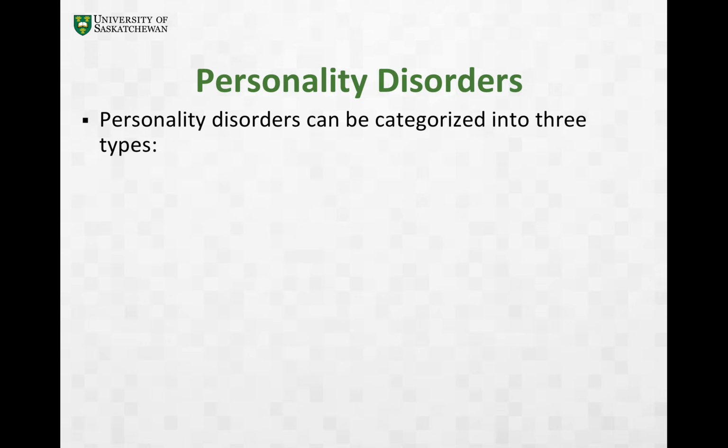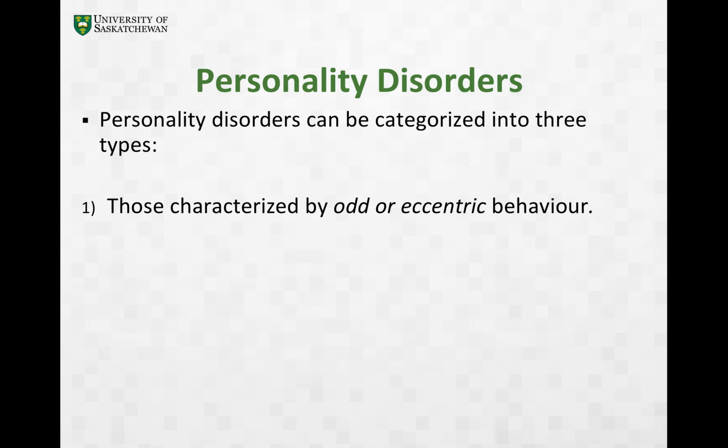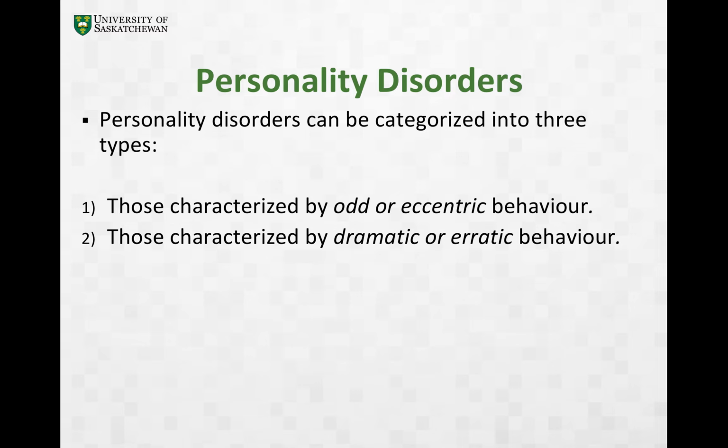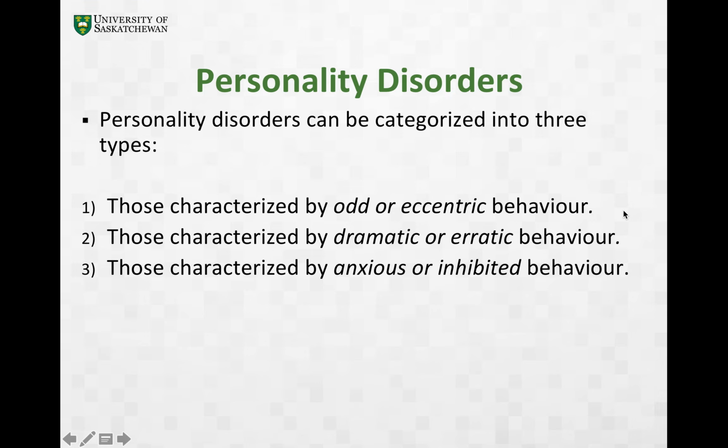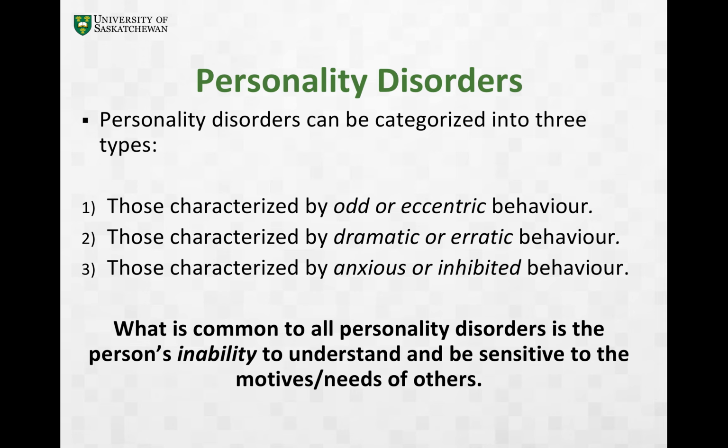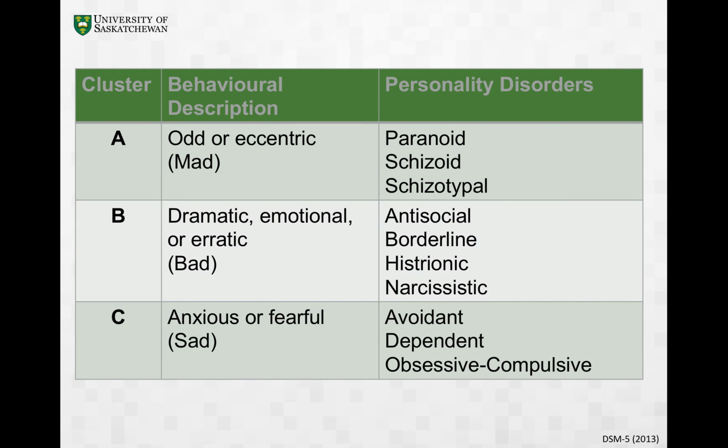Now, personality disorders generally fall into three categories. So, those that are characterized by odd or eccentric behavior, those that are characterized by dramatic or erratic behavior, and finally, those that are characterized by anxious or inhibited behavior. What's common, though, to all PDs is the person's inability to understand and be sensitive to the motives or needs of others. So, in the DSM-5, they fall into these three clusters.